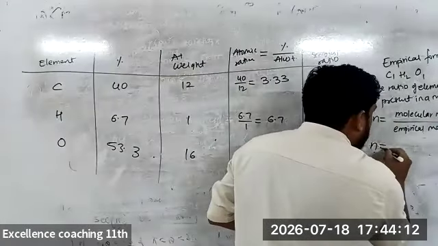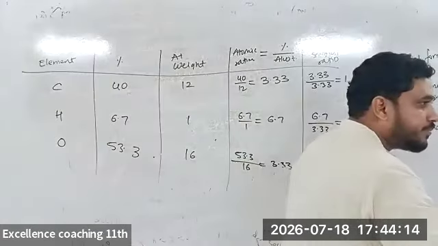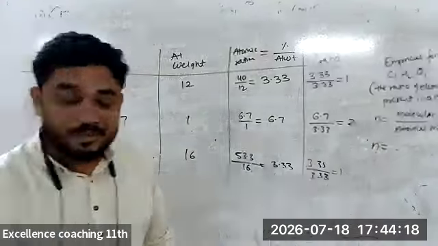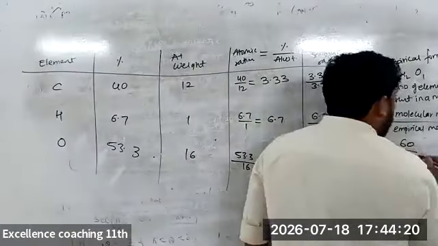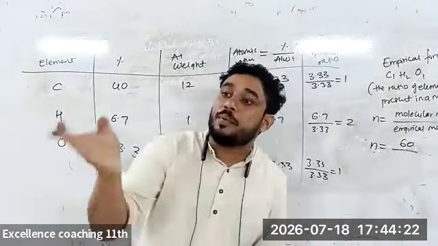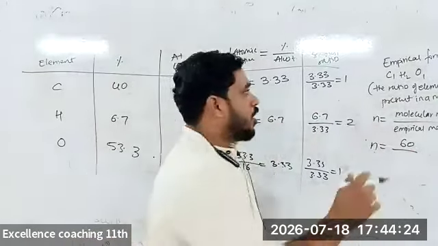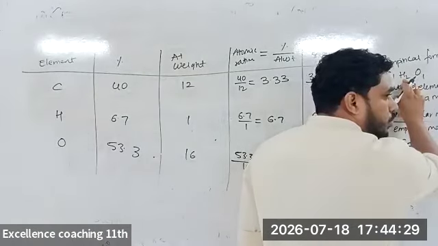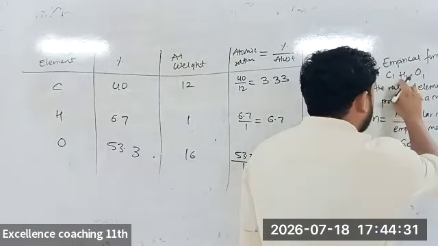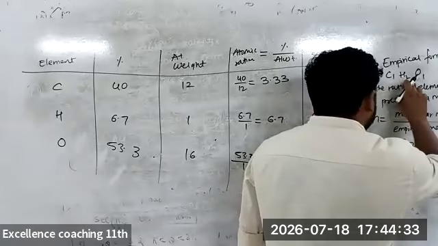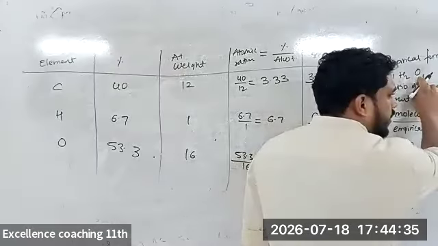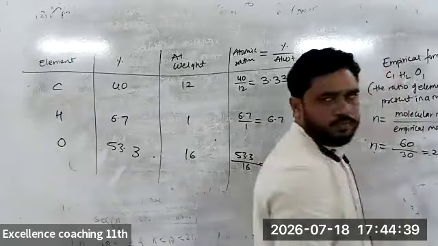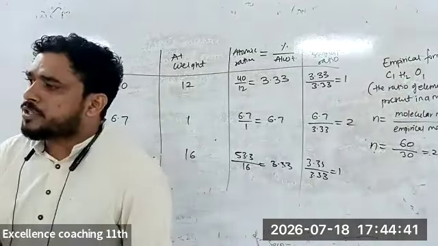Now N: is molecular mass given? Yes, 60. Empirical mass you have to calculate from the empirical formula. How many carbons do we have? 1, so 12. How many hydrogens? 2. Atomic mass of hydrogen is 1. So 12 plus 2 is 14. 14 plus 16 is 30. So what is the N value? 2.